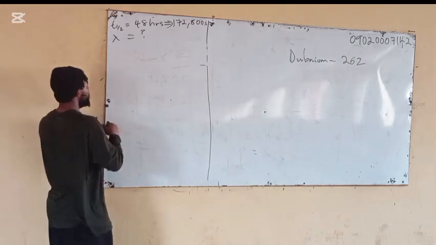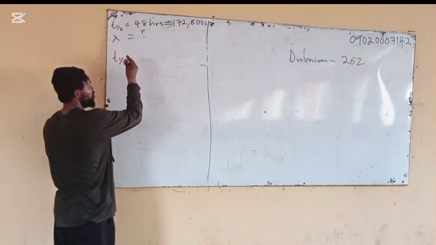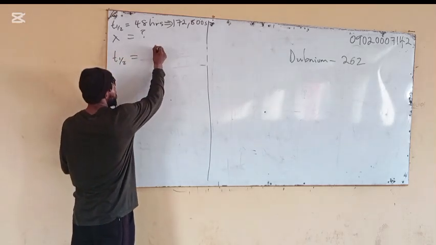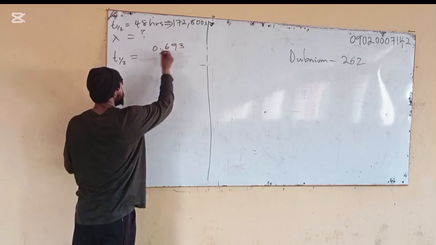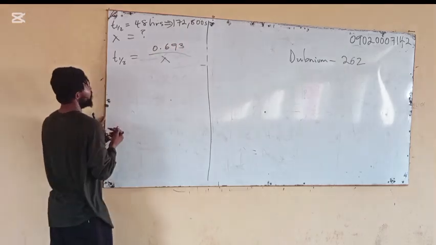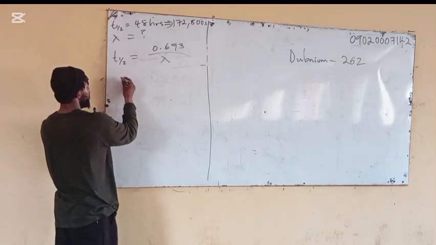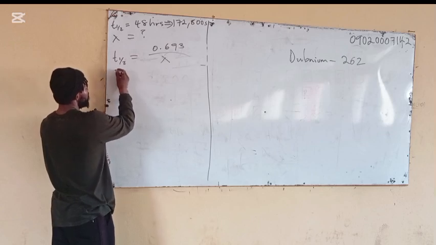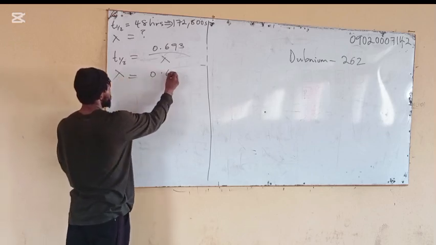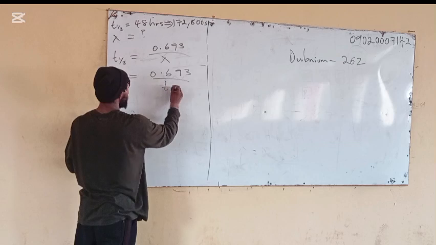Putting things in order, I will now have that. See how I'm using that relationship between half-life and decay constant: 0.693, or you say ln 2, all over the decay constant. Is it not true? Yes. Now, just multiply so that I will now have that lambda equals 0.693 all over T half.